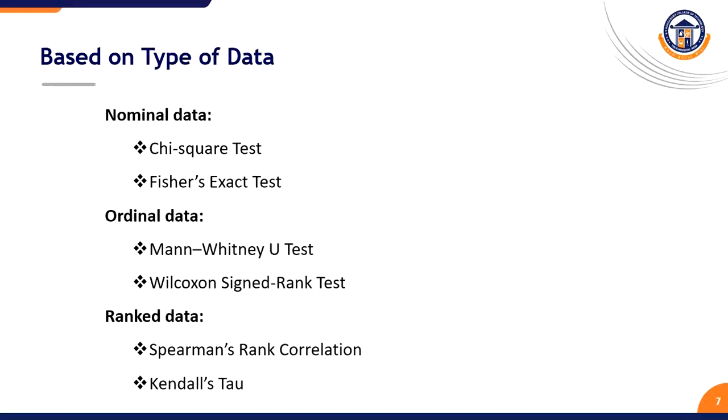Based on type of data, three types of data are there: nominal data, ordinal data, and ranked data. The nominal data problems are solved by the following methods: chi-square test and Fisher's exact test. Ordinal data are solved through the Mann-Whitney U test and Wilcoxon sign rank test. Ranked data are solved by Spearman's rank correlation and Kendall's tau test.